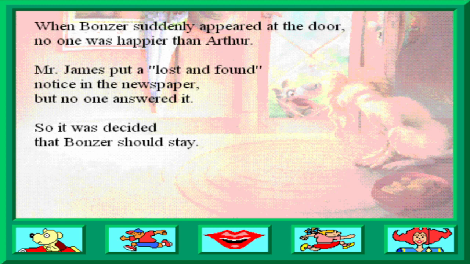When Bonzer suddenly appeared at the door, no one was happier than Arthur. Mr. James put a lost and found notice in the newspaper, but no one answered it. So it was decided that Bonzer should stay.